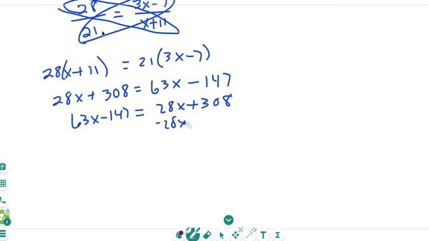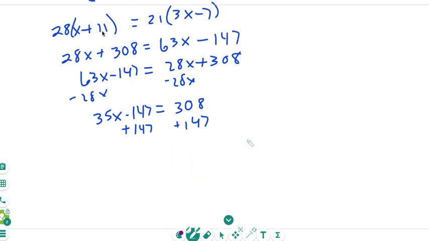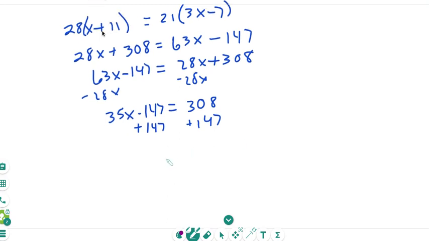Zero pair my 28x. 63 minus 28 is going to give me 35x minus 147 is equal to 308. Zero pair the 147. 308 plus 147 is going to give us 35x is equal to 455. Divide by 35, divide by 35.